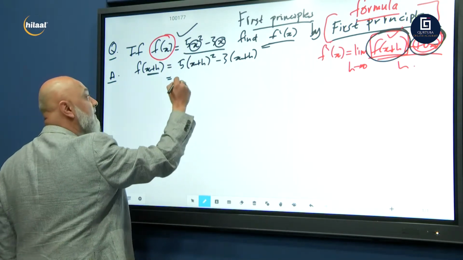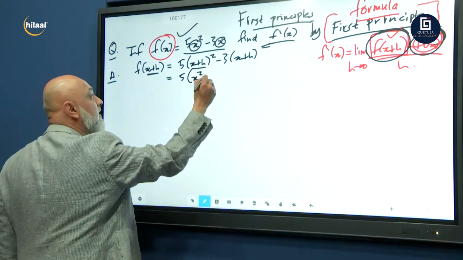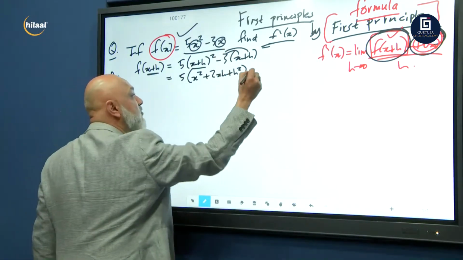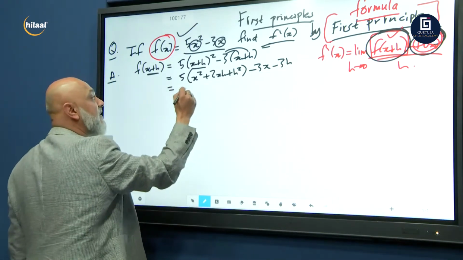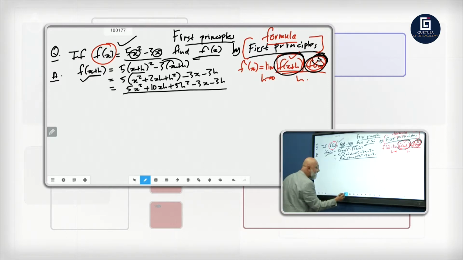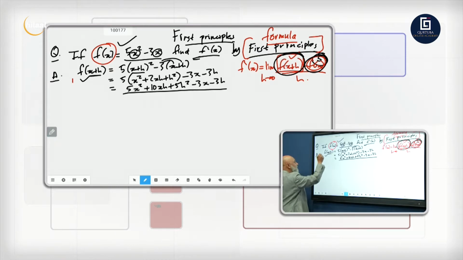Now let's remove the brackets. 5 into x plus h squared is x squared plus 2xh plus h squared. Now multiply these two out, minus 3x minus 3h. Multiplying all this out, you're going to get 5x squared plus 10xh plus 5h squared minus 3x minus 3h. So we've got f of x, and we now have f of x plus h. Like I said, this is step number one.